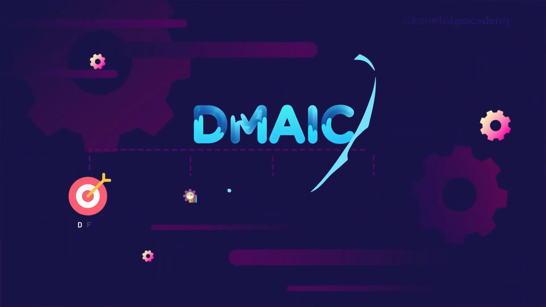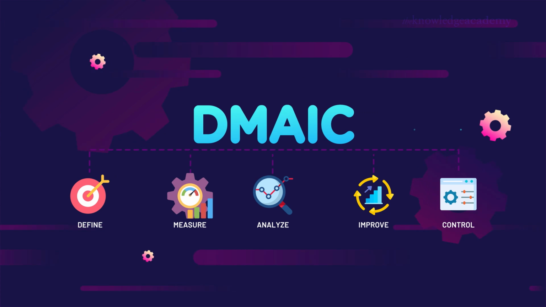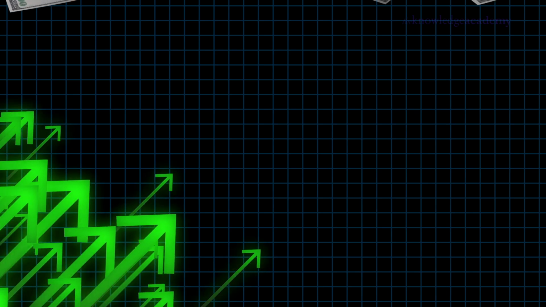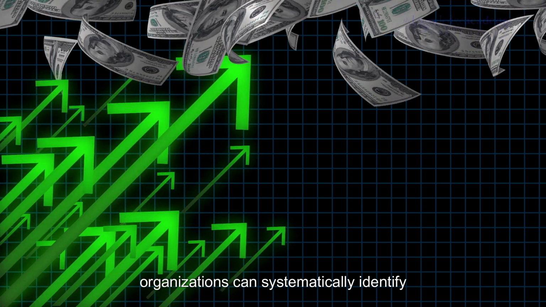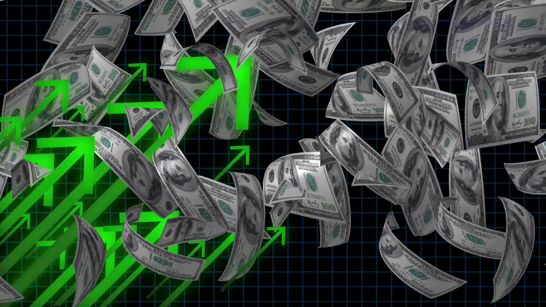To sum up, DMAIC is the backbone of Six Sigma. It stands for define, measure, analyze, improve, and control. By following these 5 steps, organizations can systematically identify problems, implement solutions, and maintain continuous improvement.